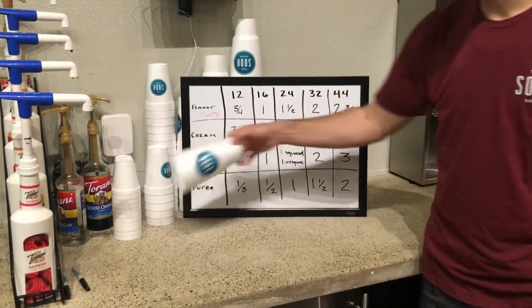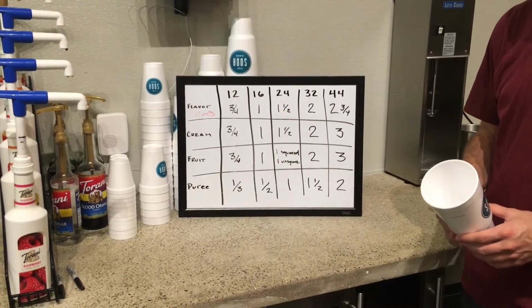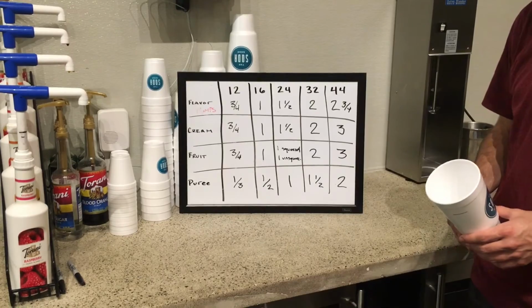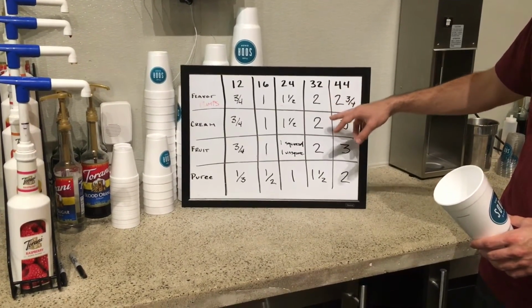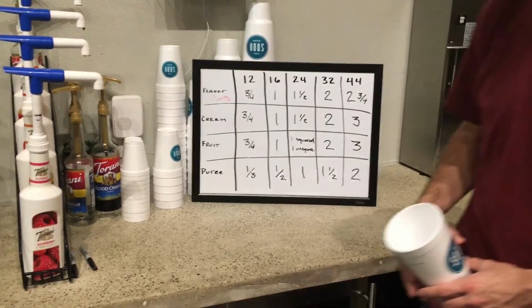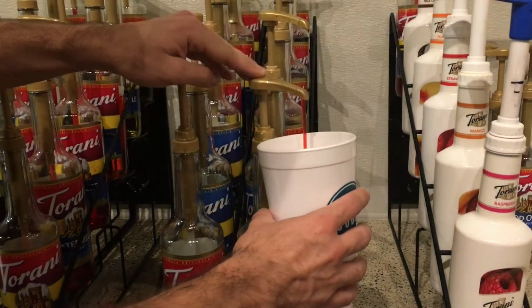Now let's make a 32-ounce Big Daddy. A Big Daddy consists of Dr. Pepper, raspberry, and coconut cream. So let's look at our chart. We have 2 pumps of flavor and 2 pumps of cream. So let's go over to our raspberry flavoring. We're gonna do 2 complete pumps.